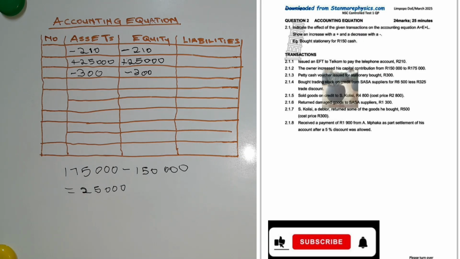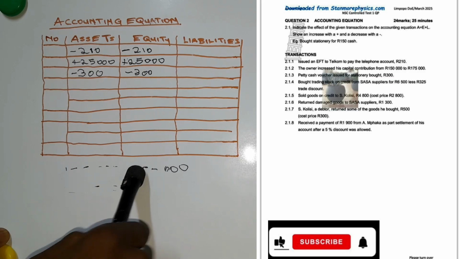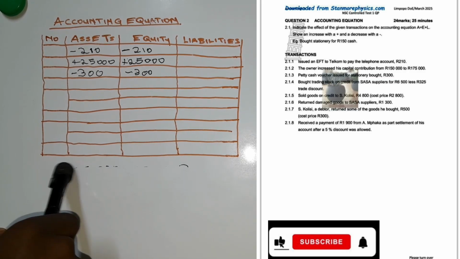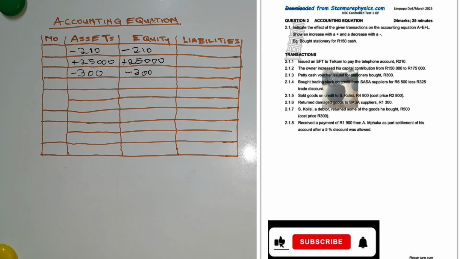Then the fourth one: bought trading stock on credit from SASA Suppliers for 6,500 less 325 trade discount. Before I do the calculations, this one is going to affect asset and liability accounts. Why asset and liability? Since we bought stock on credit, and whenever we buy trading stock it falls under asset, our trading stock is going to increase. Then we come to liability. Since we are buying on credit, not on cash, our liability is also going to increase.